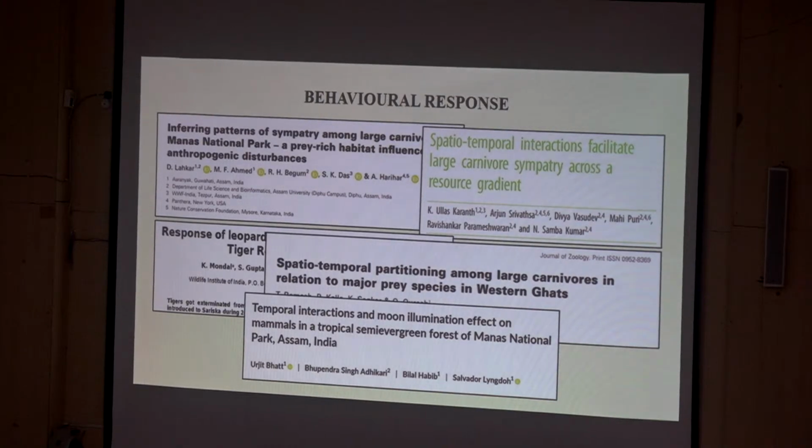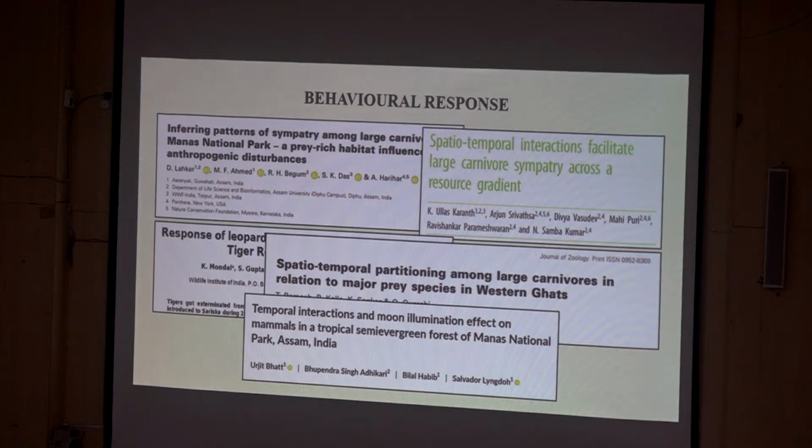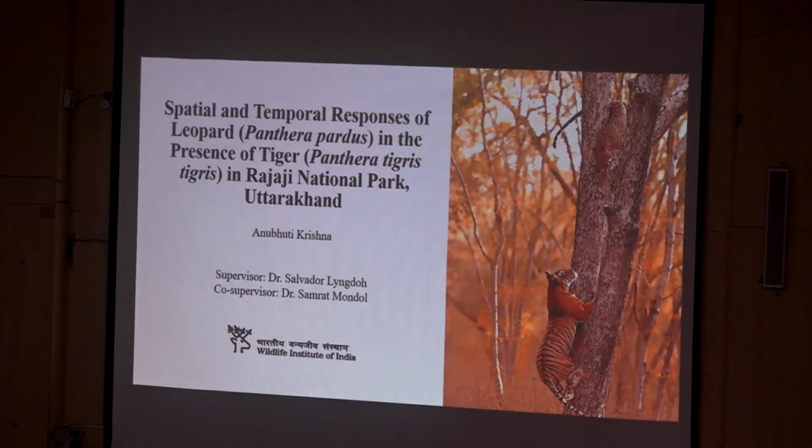A vast spectrum of responses have been observed along the spatial and temporal niche axis for leopards in response to tigers, ranging all the way from clear segregation seen in Sariska post the introduction of tigers, as opposed to almost virtually no segregation in the spatial and temporal axis in Mudumalai. And this is what led to my curiosity and my study title, Spatial and Temporal Responses of Leopards in the Presence of Tiger in Rajaji National Park in Uttarakhand.